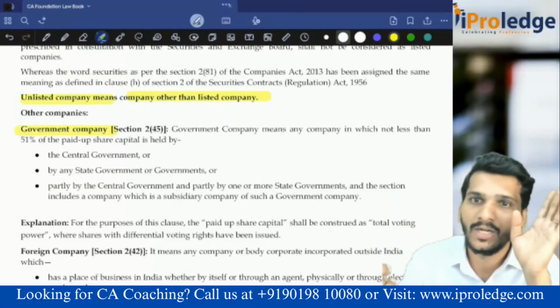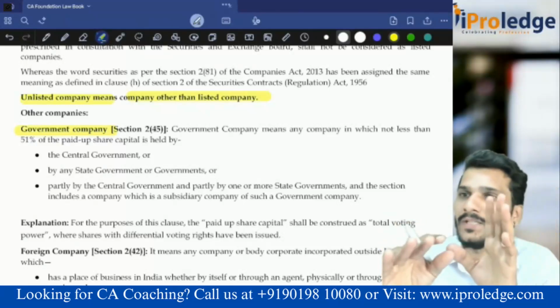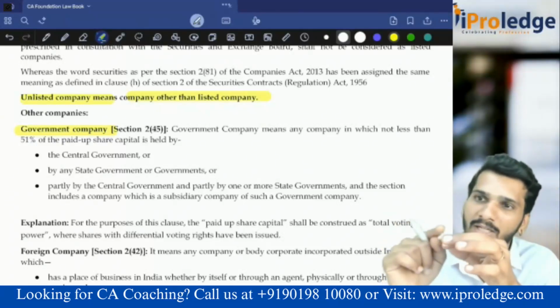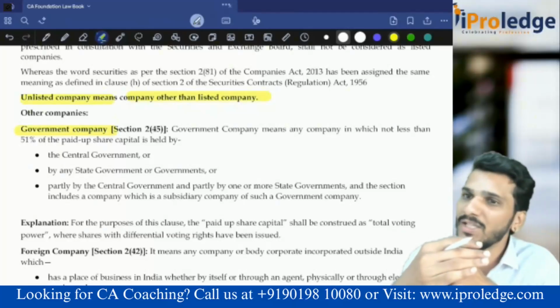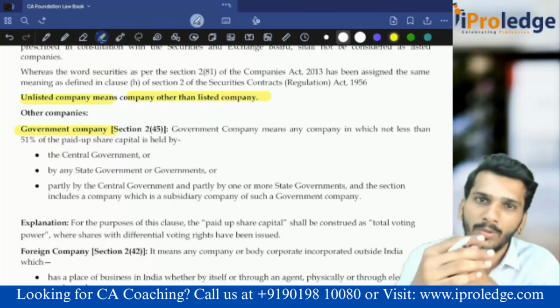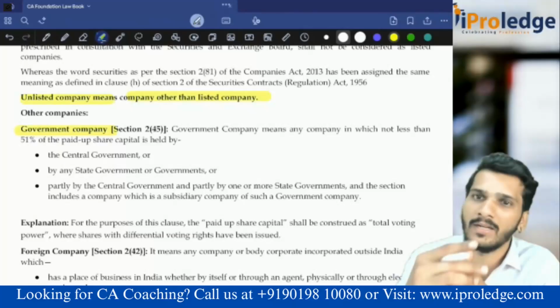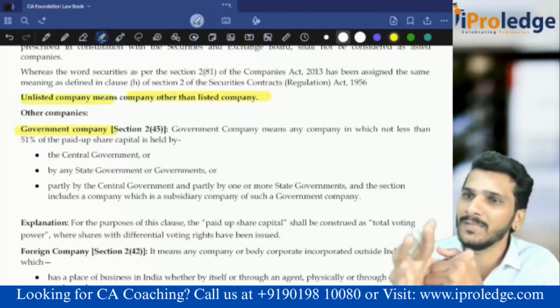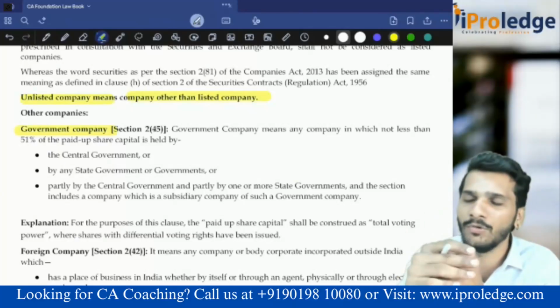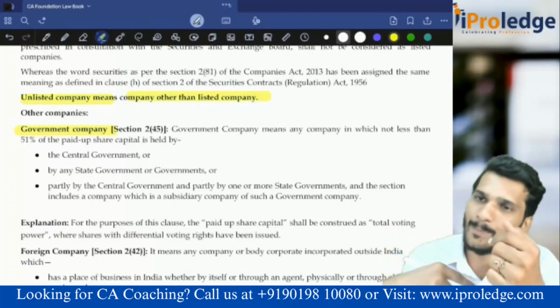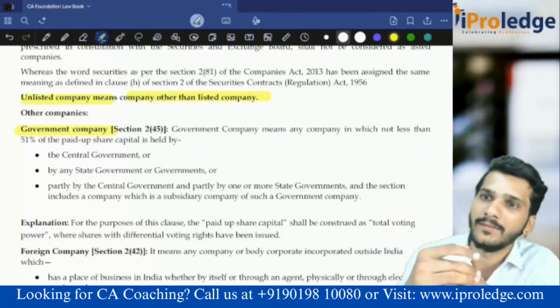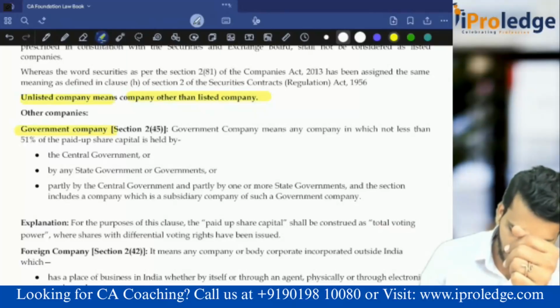Understood? It is a company in which the government, central, state, central with state, state with state, everything is holding 51% or more of the share capital or voting power, both are the same. But try to use the words voting power wherever that is mentioned, and share capital wherever that is mentioned. Same meaning, but try to use it the same. This government company even includes subsidiaries of a government company, which are also government companies. Sir, what is this? Listen.